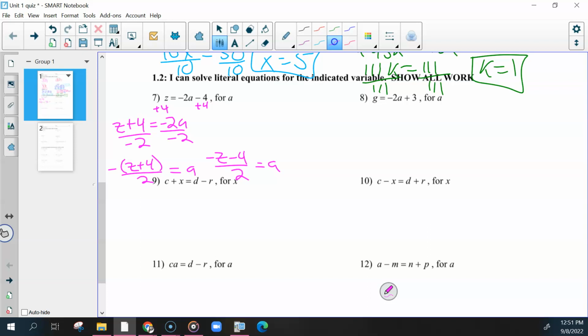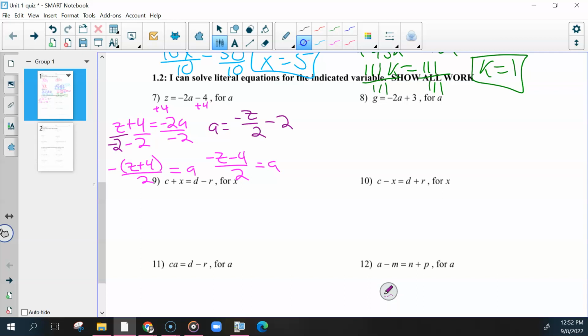Some of you may have taken the negative 2 and divided separately. That would give you a different answer. So instead of doing this all together, if I divided both of these by negative 2, then this would look something like a equals negative z over 2 minus 2. So any of those could have been one of your answers.